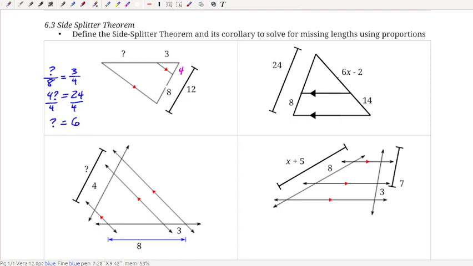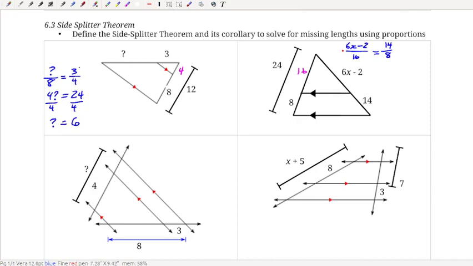4 is to 8 as 6x minus 2 is to this missing bit. So I can go 24 minus 8, that's going to get me 16. And then I'm going to write my proportionality equation. So I'm going to put the 6x minus 2 on top. So 6x minus 2 is to 16 as 14, so it has to be on the same side, is to 8. And then instead of cross multiplying, because I've already got it on top, I'm just going to multiply by the 16. And you could have actually done that over here as well.